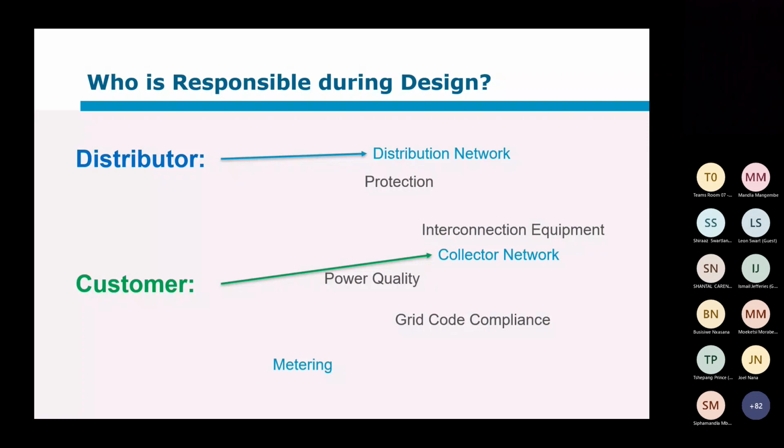Metering, responsible there. See, people are still awake, and that's an easy one. The metering equipment in any case remains, or is always, the distributor's equipment or their property.